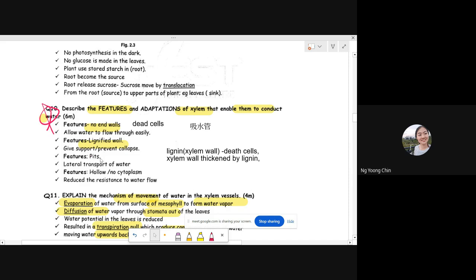And then there are pits. Pits can allow the lateral transport of water, which I call a sideways movement of water. And they don't have cytoplasm. It's very hollow. Hollow means that the inside is totally empty. So this will reduce the resistance to the water flow.